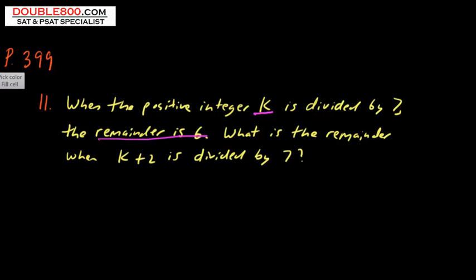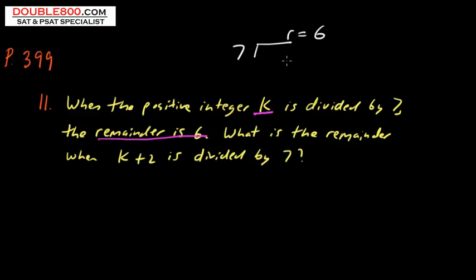A much more efficient way of solving this problem, not just for the time, but in terms of accuracy, is to put in a value. You can put in any value as long as you follow the rules. So let's just start with the first sentence. k is divided by 7. Okay, we don't know what k is, but it's divided by 7, and we have a remainder of 6.